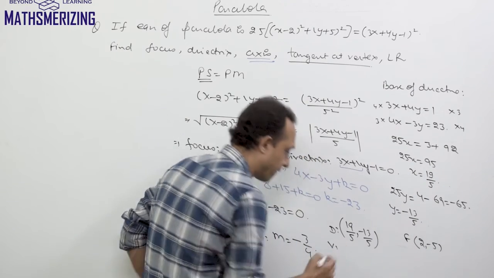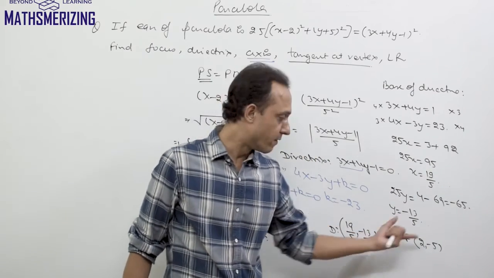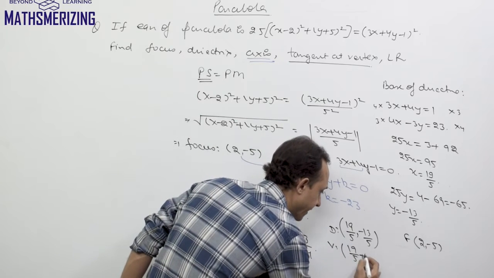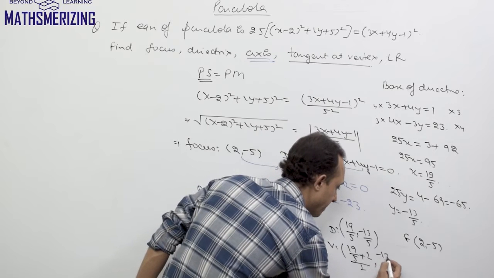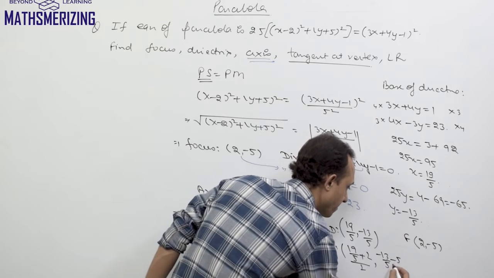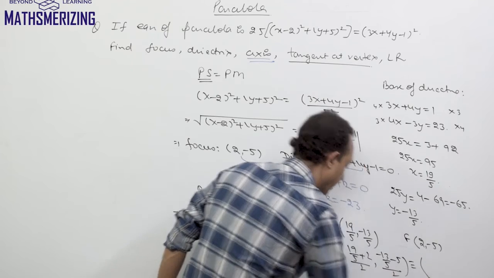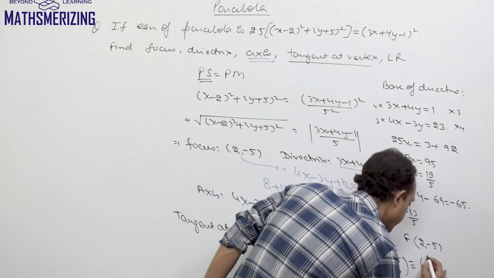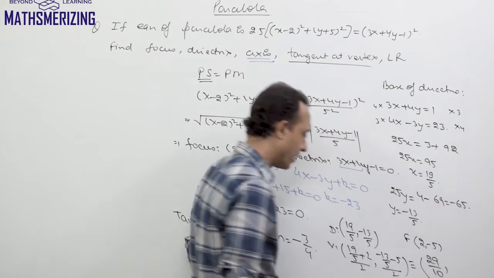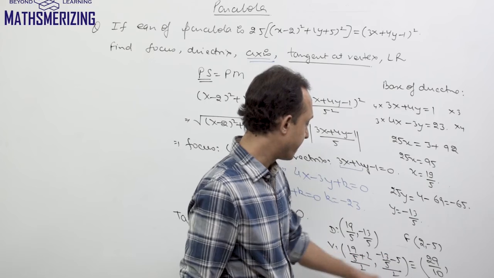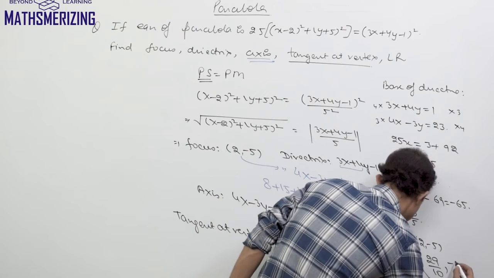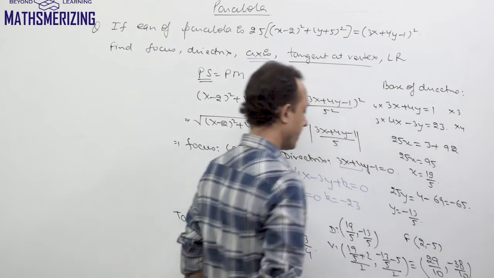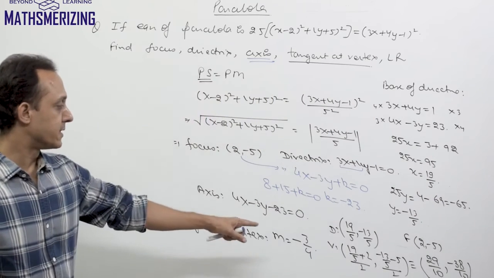The midpoint of the base of the directrix and the focus is your vertex. So we'll take this midpoint. So the vertex will be (19 by 5 plus 2) divided by 2, and then (minus 13 upon 5 minus 5) divided by 2. So the vertex for this parabola will be at 29 by 10 comma, and here it will be minus 13 minus 25, that is minus 38 by 10.